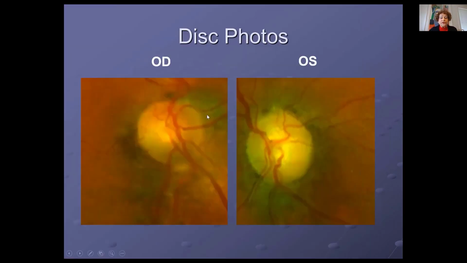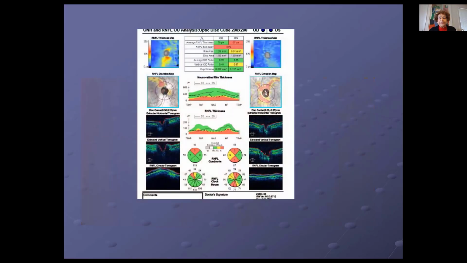So here are the disc photos of that patient, a 0.3 in the right eye and a 0.4, a little more vertical cupping in the left eye. Clearly worse glaucoma in the left eye. This is the OCT of the RNFL. You can see in the thickness map and over here on the quadrant analysis that she has superior thinning in the right eye and both superior and inferior thinning in the left eye. Remember, she had an old central retinal vein occlusion in that eye and worse glaucoma.